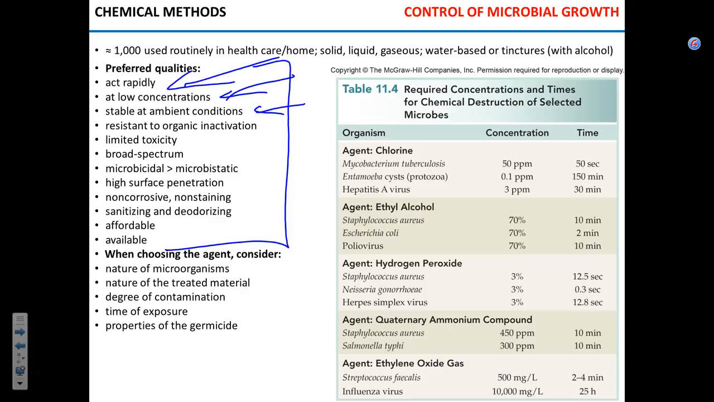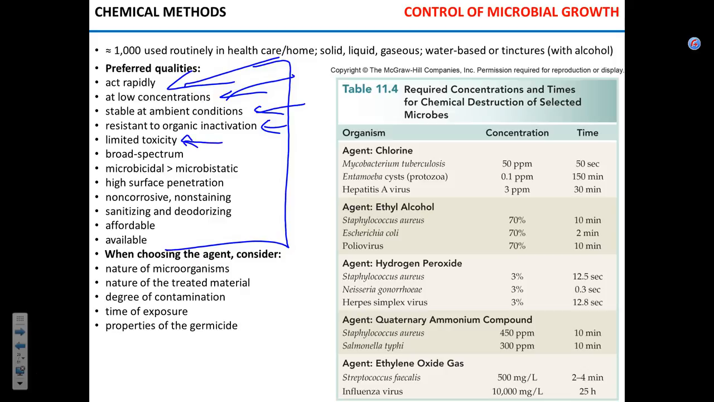Either act rapidly or at low concentrations. Organic inactivation. When you clean up something, you usually don't spill a culture of bacteria. It's usually bodily fluids, like blood. Blood contains a lot of organic material, and that organic material can inactivate chemicals.